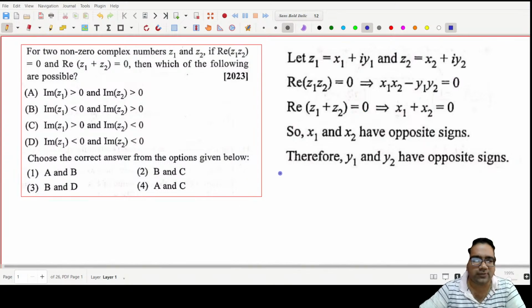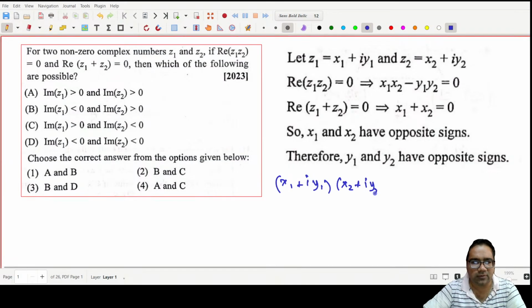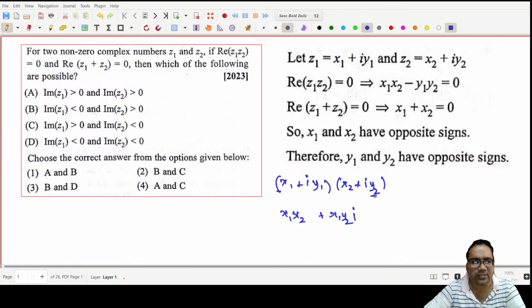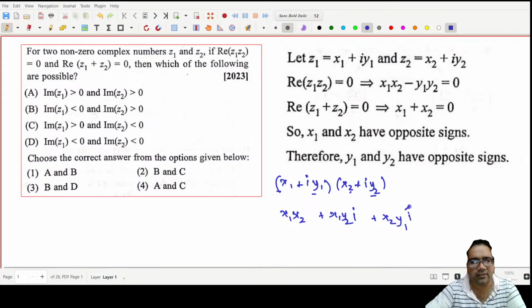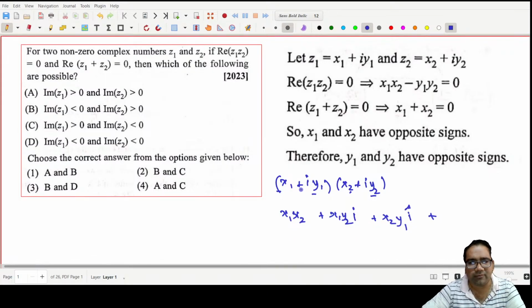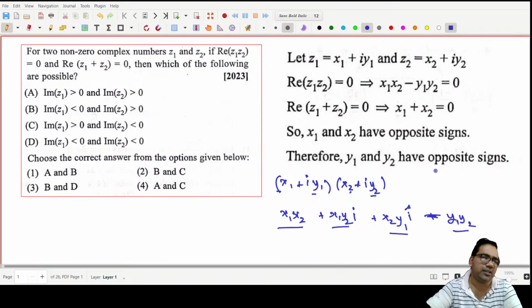Okay, wait. So x1 plus iy1 into x2 plus iy2, right? This is Z1 Z2. So if you multiply, what will happen? x1 x2 plus x1 y2 i, right? Plus x2 y1 i, plus this one into this one. This is actually minus y1 y2, right? So x1 x2 minus y1 y2 is the real part. x1 y2 plus x2 y1 is the imaginary part, right?